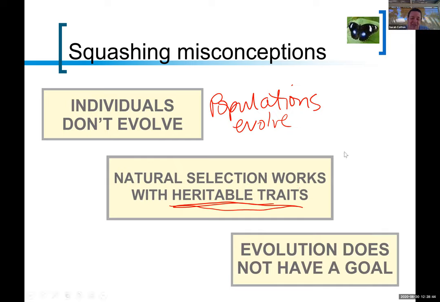And the last thing is evolution does not have a goal. And so we talked about this idea that there is no perfect thing, right? And what's even considered good or bad or neutral varies depending on what kind of organism we're talking about, where they live, when they live, all of that. Okay. So there's not a goal in evolution.